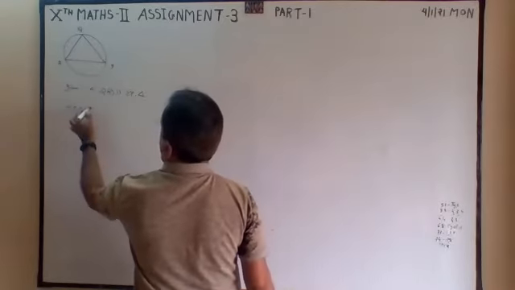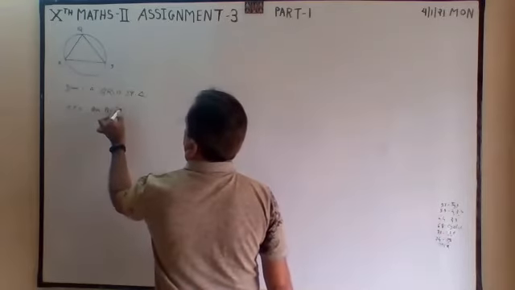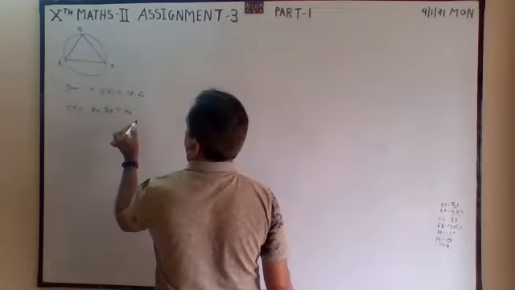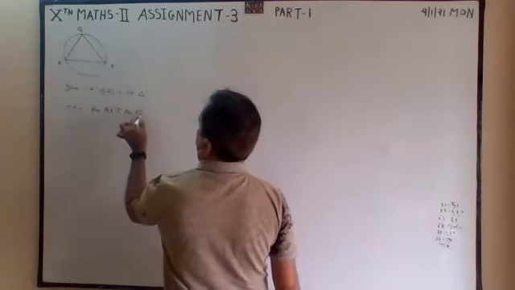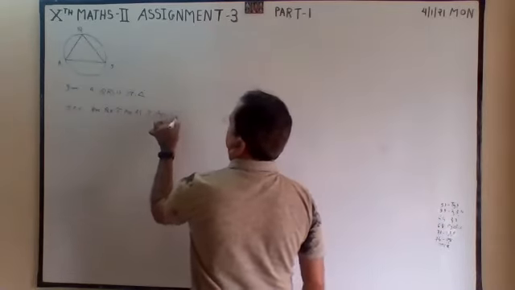To prove that arc QR, arc RS, arc SQ are congruent.